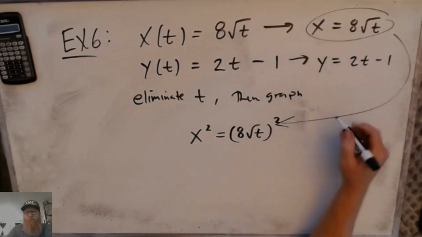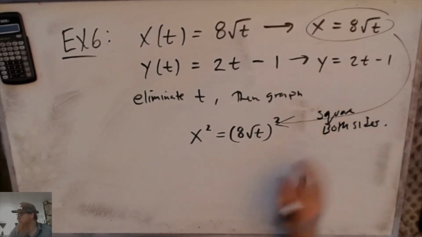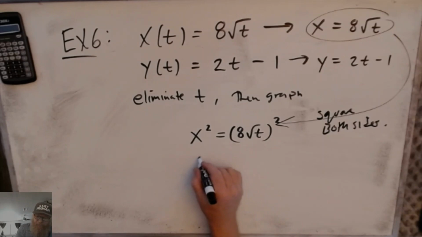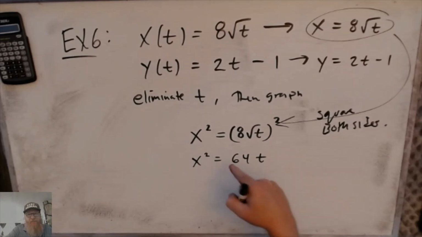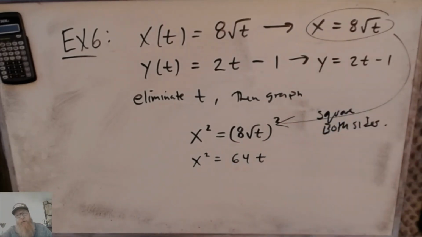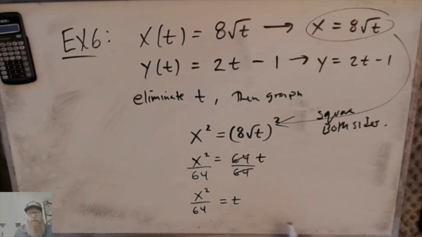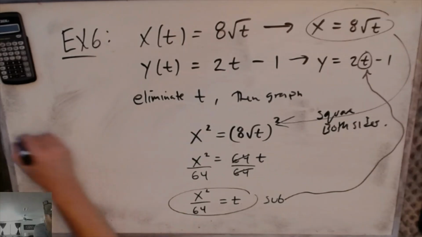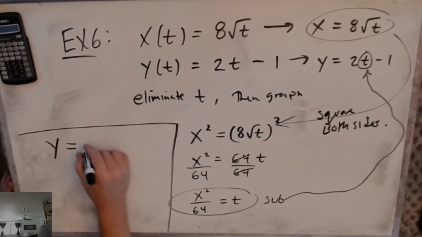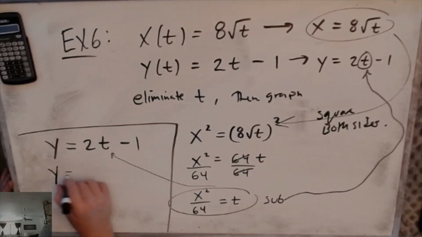So I'm going to square both sides. I'm trying to get t by itself. And then once I have t, I can plug it into the other one, and that'll eliminate the parameter. So this is my sub, and now I'm going to sub it into here. So I've got y equals 2t minus 1. This is going in for t.